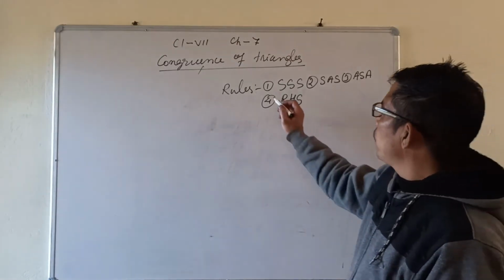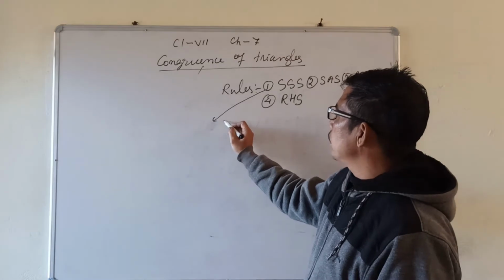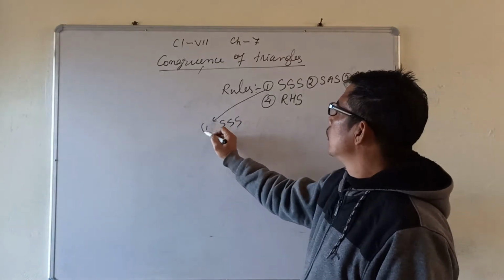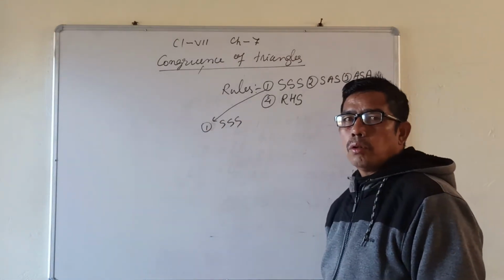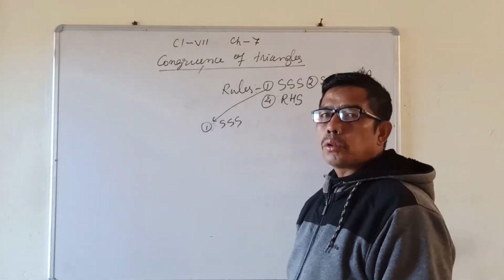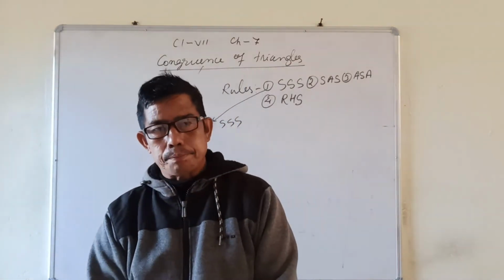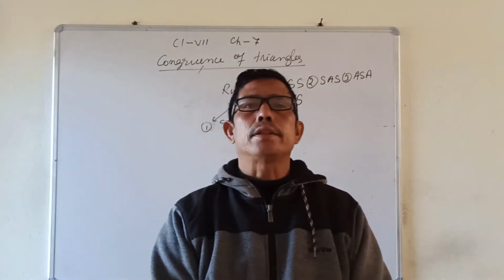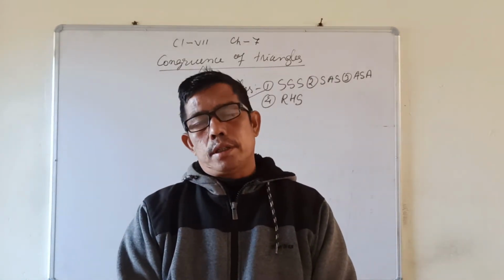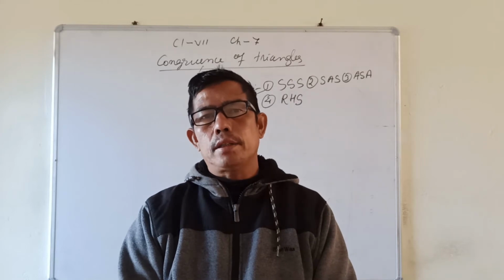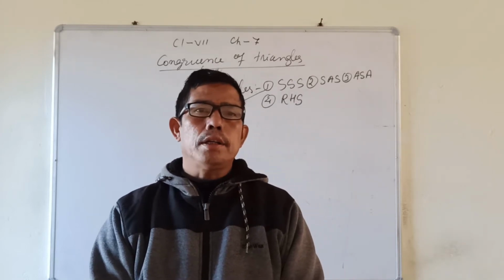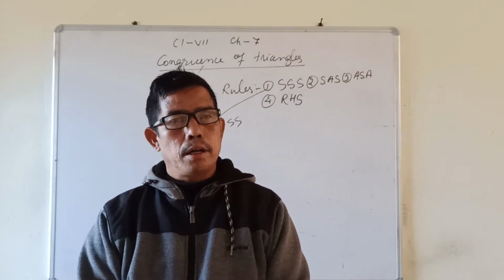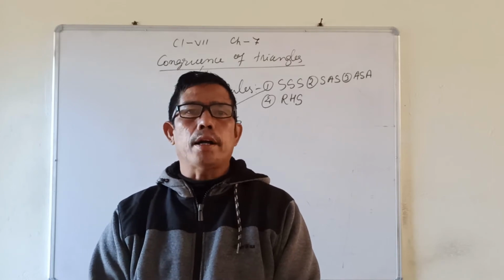Then, what do you mean by SSS? Triple S. By this rule, it states that two triangles will be congruent. That is, they will have the same shape and size, if the three sides of one triangle are equal in length to the three sides of the other triangle.